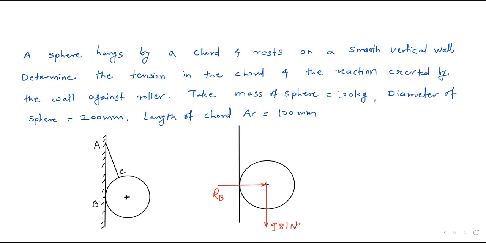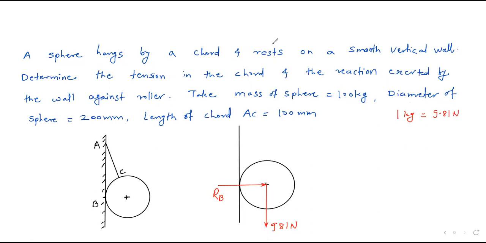Yes, sir. I hope now you understood, because I have already told you 1 kg is equal to how much? 9.81 Newton. So for 100 kg, it will be 981 Newton. So always remember this: W is equal to M into G. That is the formula that I have also told you. So these are the two forces I have drawn.